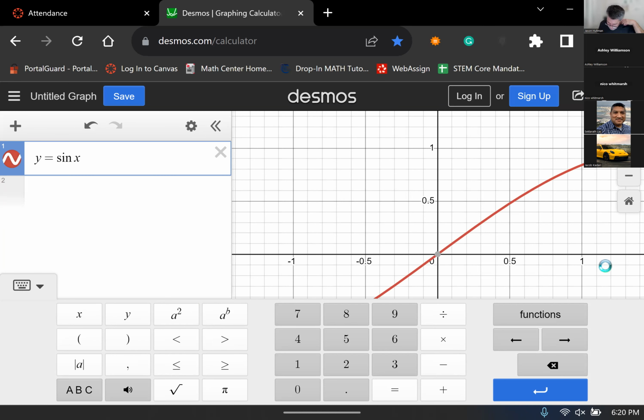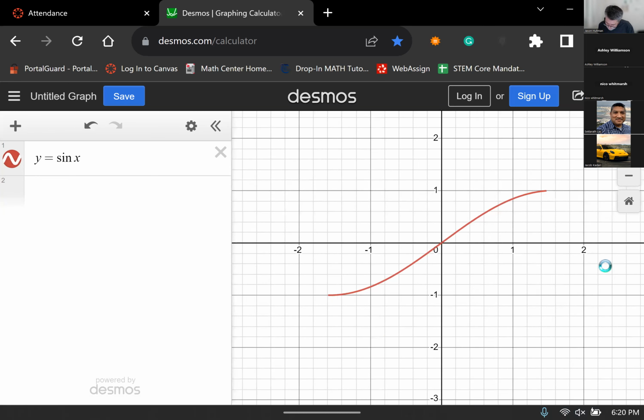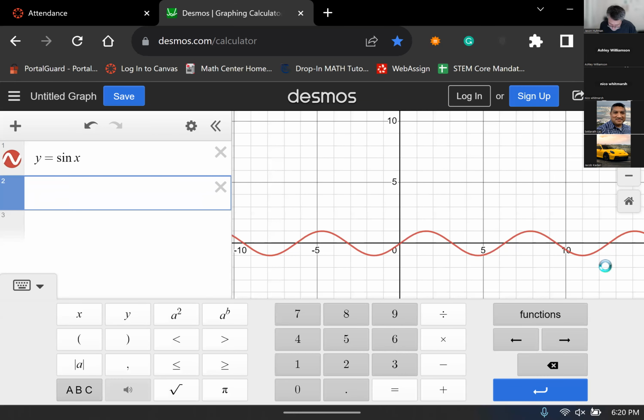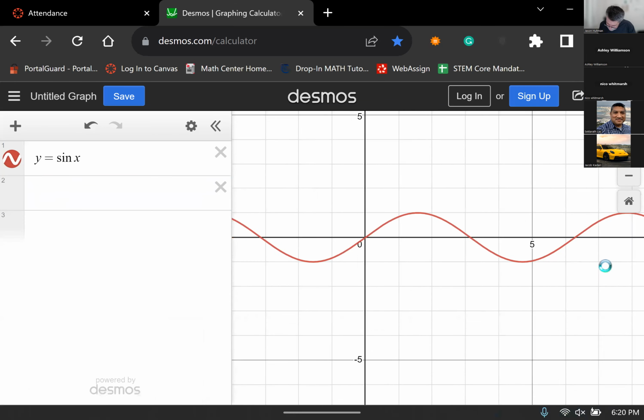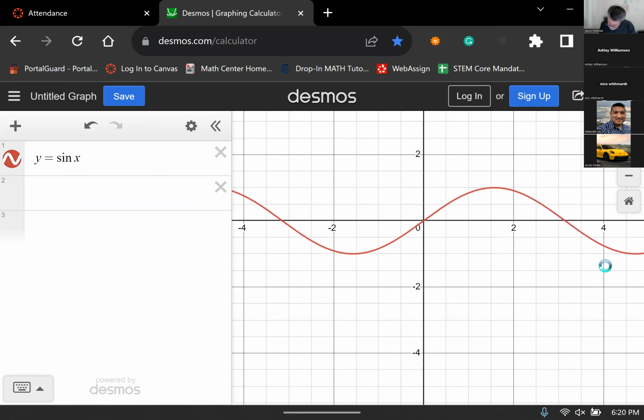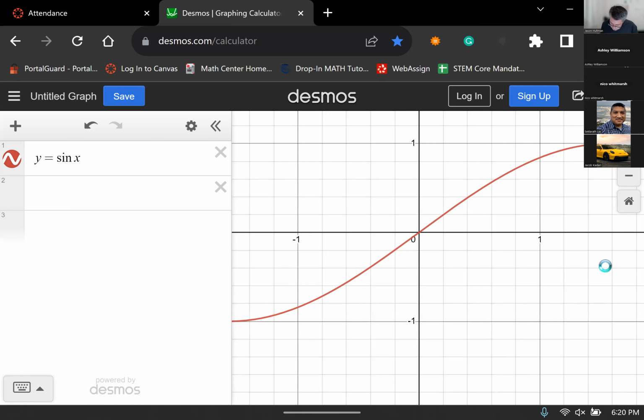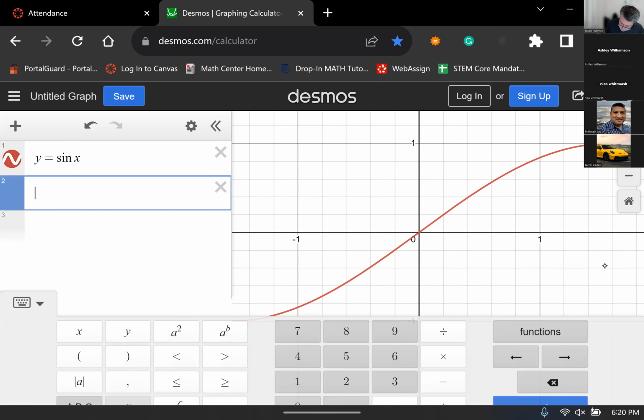Okay, so we have y equals sine x, from 1 to negative 1. We can see this is a sine curve. But I want to zoom in from 1 to negative 1, because I'm really interested in what's happening between negative 0.3 and 0.3, right?